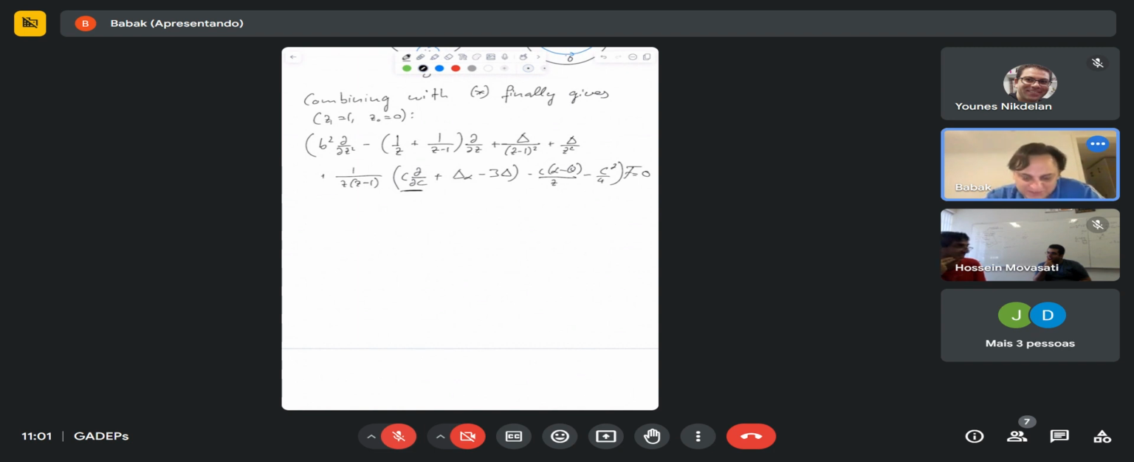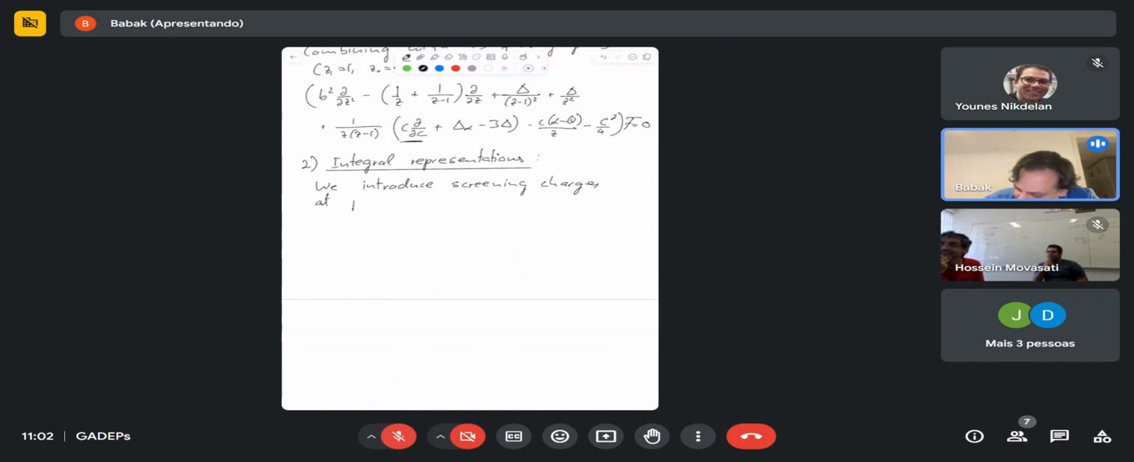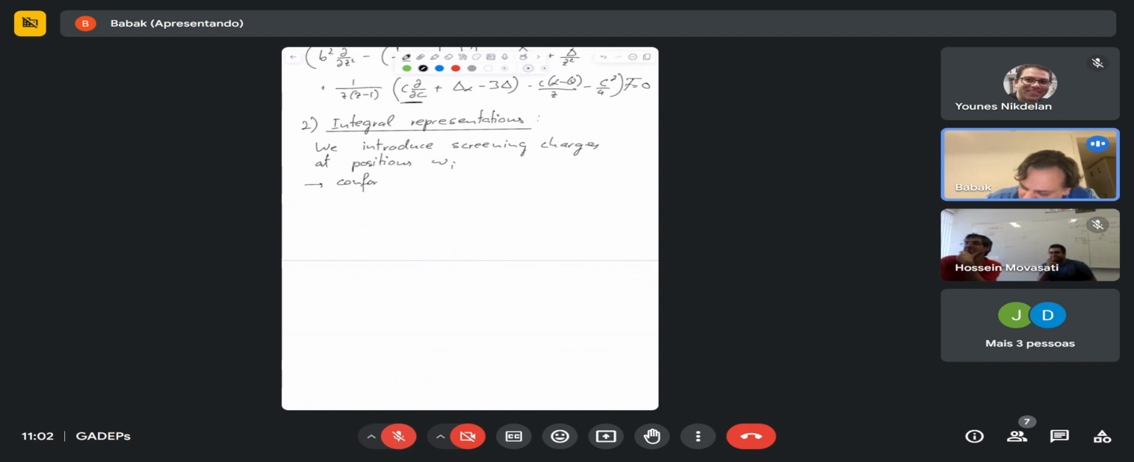So now I have this differential equation, and the next thing is I want to find solutions for this. In physics, the solutions we are interested in are integral representations. So I want to write this F as an integral of a kernel. In order to do that, one has to introduce so-called screening charges. This is some physics terminology. At positions w_i, the corresponding conformal blocks or solutions are given by integrals. This is now the conjecture which we're going to prove.